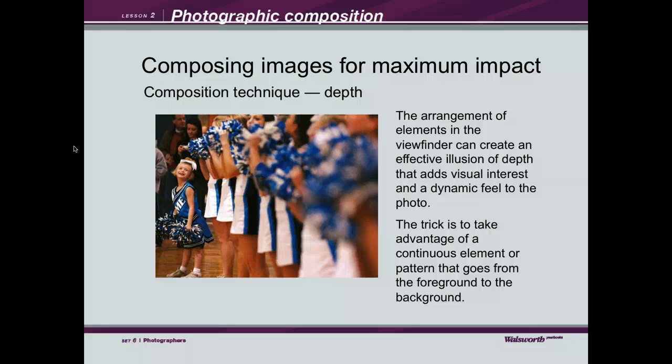Also, note the use of depth of field in this photograph as well. The cheerleader in the front of the line here is out of focus. And also notice as we go down the line, it leads us directly to our center of interest, again, the young lady down here at the end. It basically just gives us a continuous pattern that goes from the foreground to the background. Depth is another technique that is often used in art, in drawing, and painting. So depth is probably something that many of you are already familiar with.